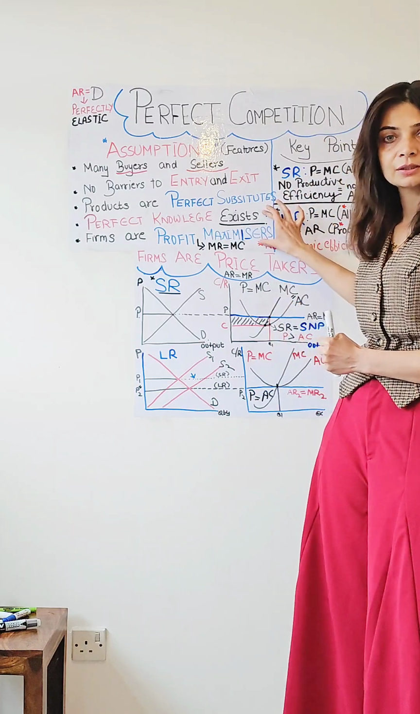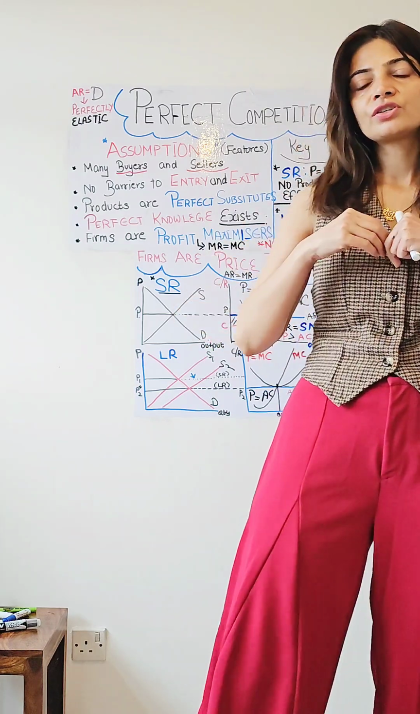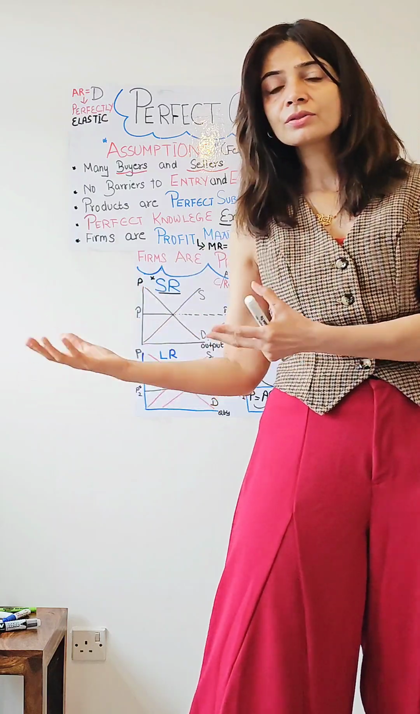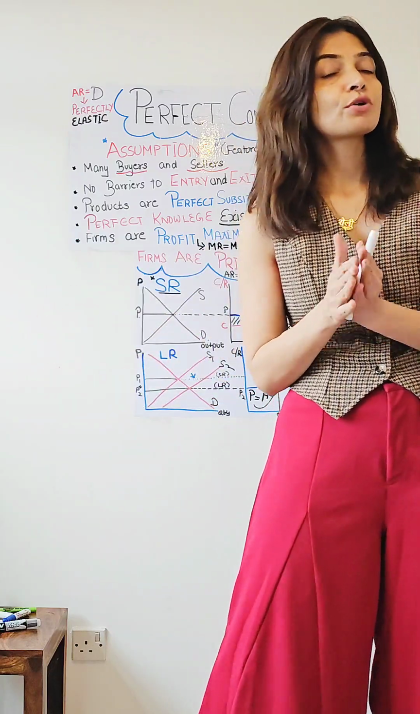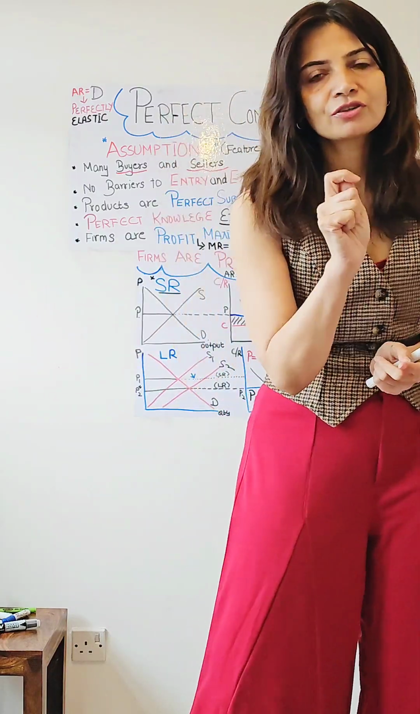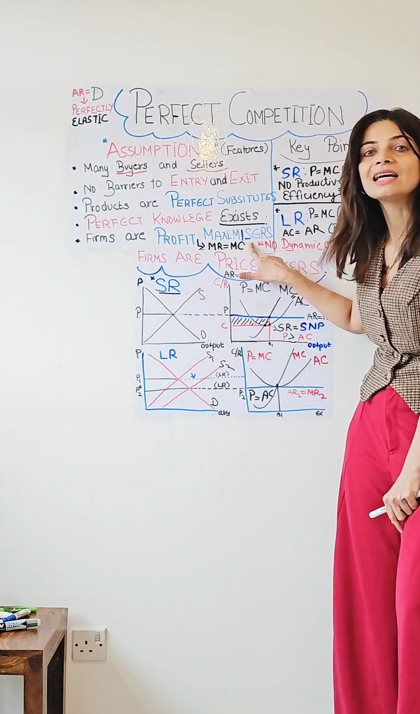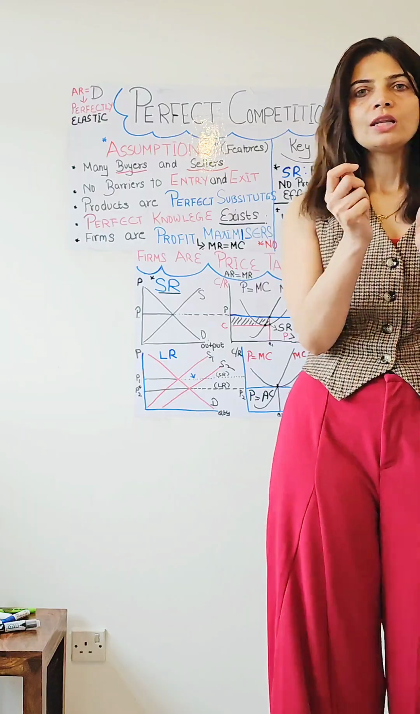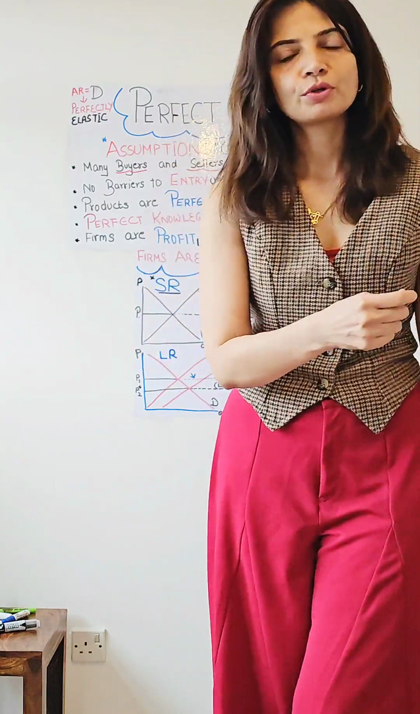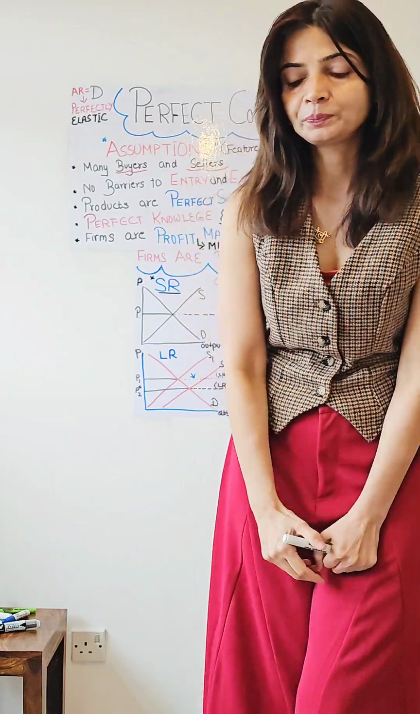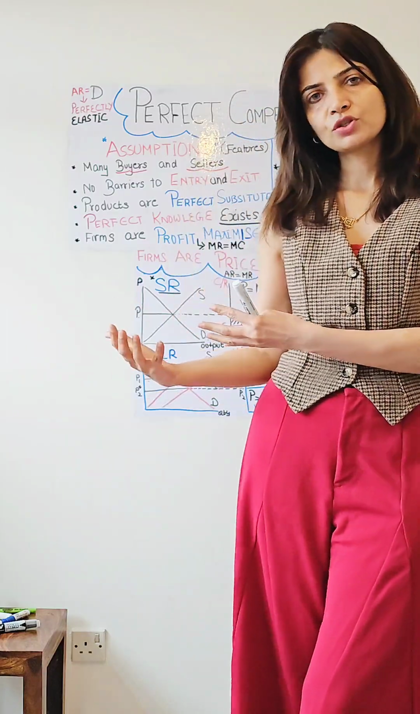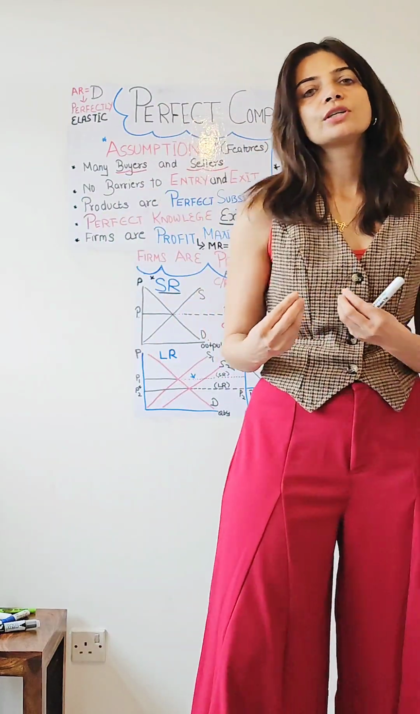Last but not least, even though this is a market full of suppliers, suppliers are profit maximizers. So remember the reference point for profit maximization, where MR equals MC. That was all about the significant assumptions that we make about perfect competition as a market structure. Now, based on these assumptions, we are going to apply our knowledge to the diagrams.